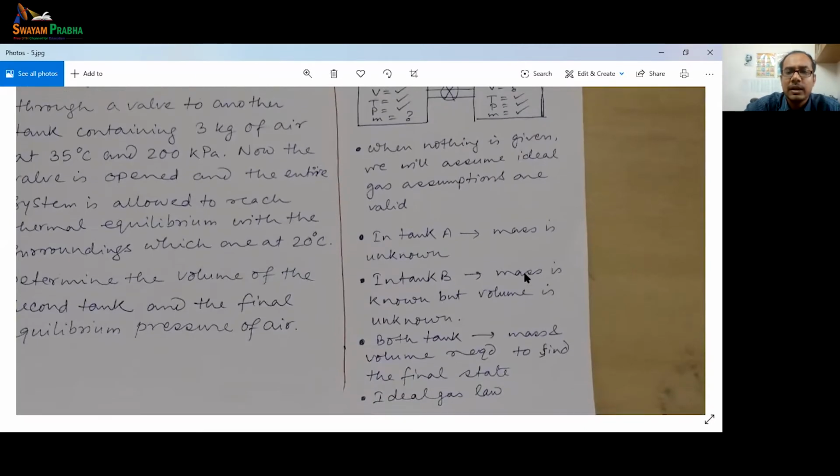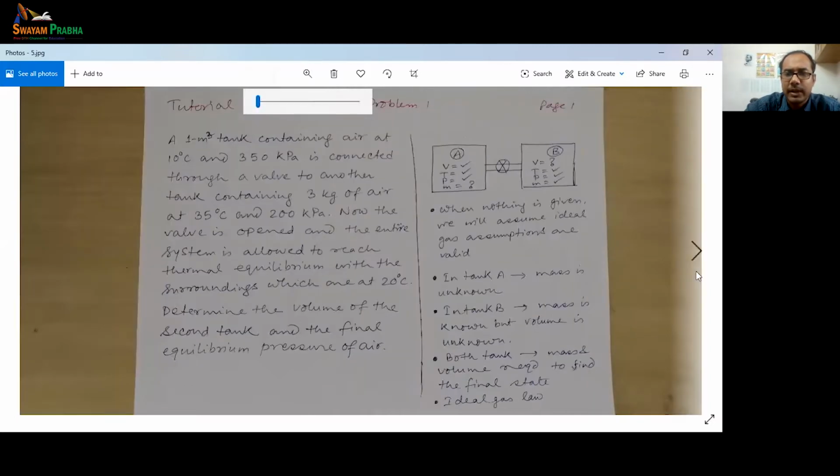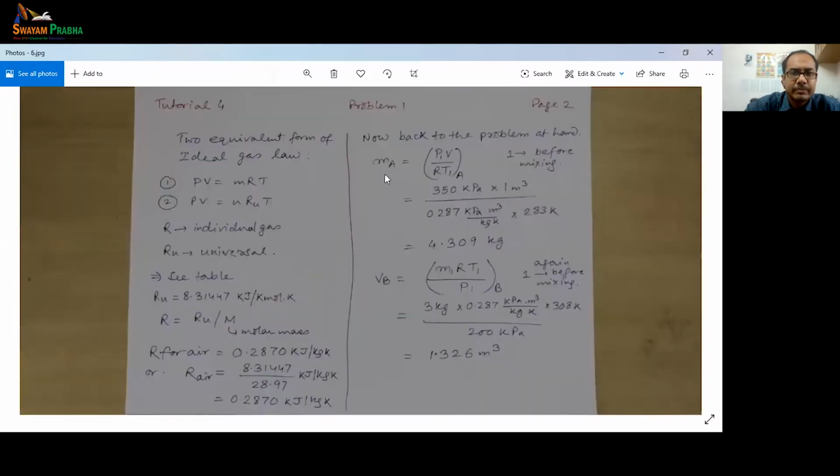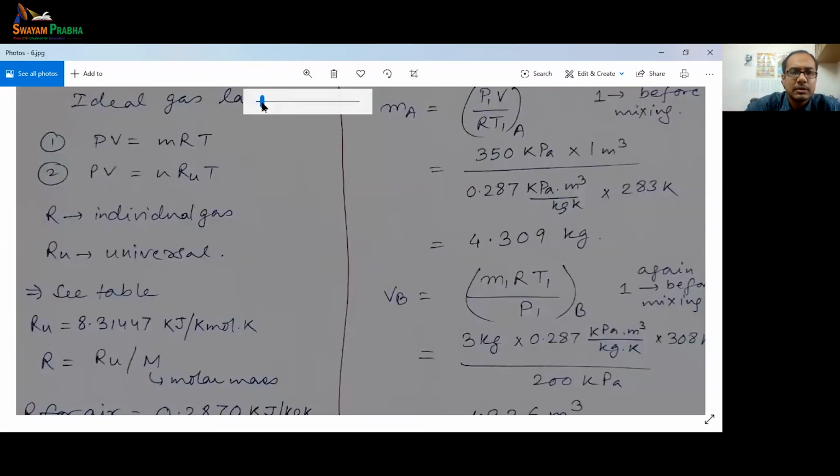And to find those out, we will apply the ideal gas law. Let's see how we can apply that. Again, let me zoom a little bit.